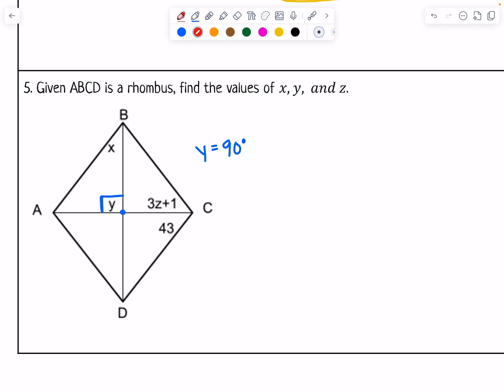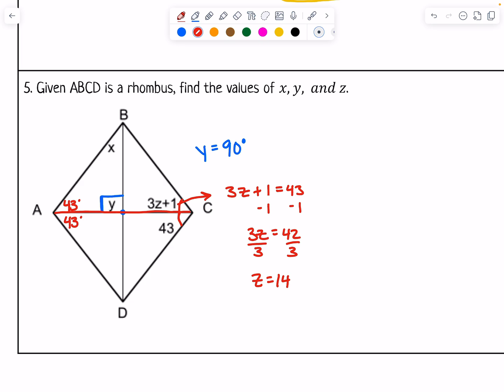Then we also know the diagonals bisect opposite angles in a rhombus. So that means if this angle right here is 43, the one right beside it is also going to equal 43. And so let me go ahead and fill this in. Like all 4 of those equal 43 degrees, which will help me find z. So I'm going to set 3z plus 1 equals 43. I'm going to subtract 1, and I get 3z equals 42. And then when I divide by 3, z will equal 14.